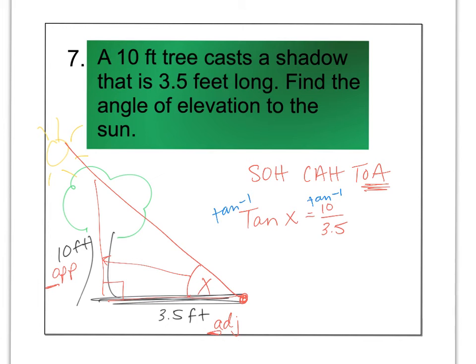Whatever you do on one side of your equation, do on the other. These will cancel out. And so you'll have x equals inverse tangent of 10 divided by 3.5. Now I'm going to have to type in second tangent, 10 divided by 3.5, and my answer is 70.71, and it's going to be degrees.